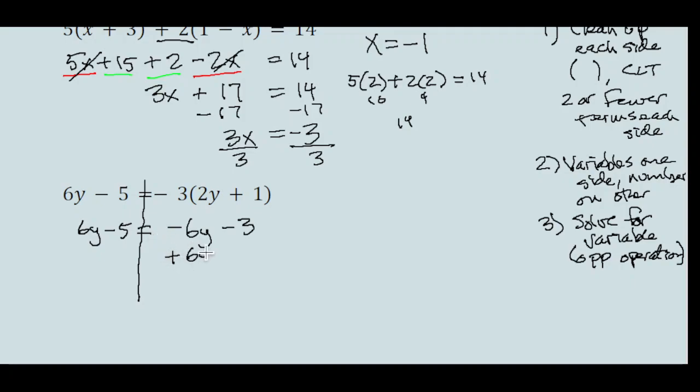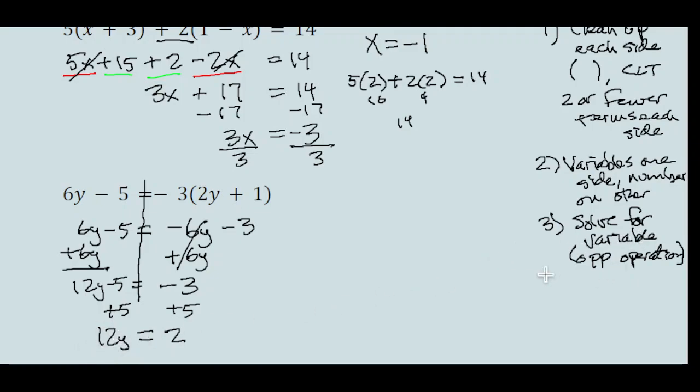So I'm going to move this over by doing the opposite operation. All right, so I'm going to go plus 6y, because I'm paying attention to how do I get rid of it from this side, right? And that does that. And then this gives me 12y minus 5 is equal to, and then you're just left with -3. And then it becomes pretty straightforward. Add 5, right? You get 2 is equal to 12y. And then to solve for our variable, the opposite operation is going to be to divide by 12. And then you are going to get y is equal to 1/6.